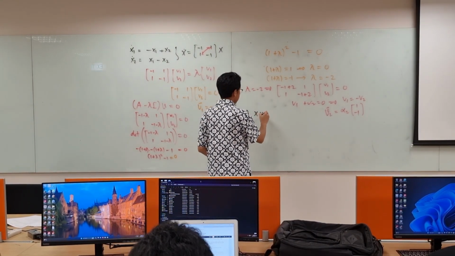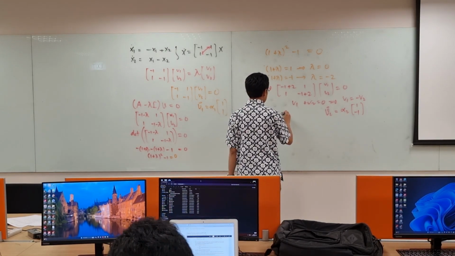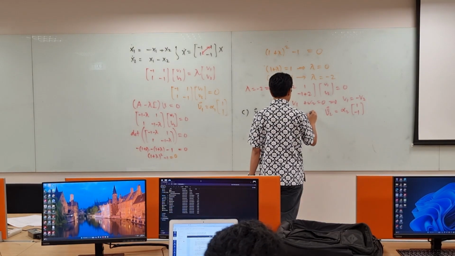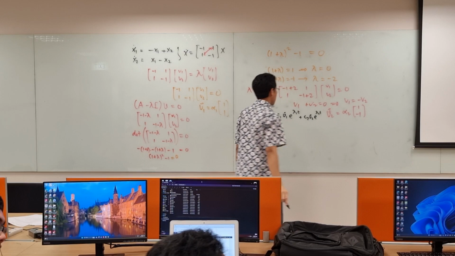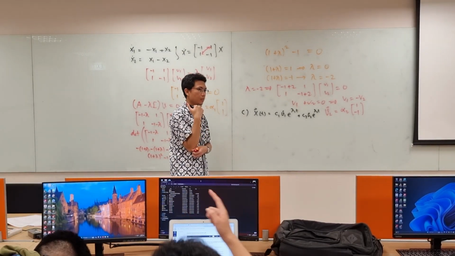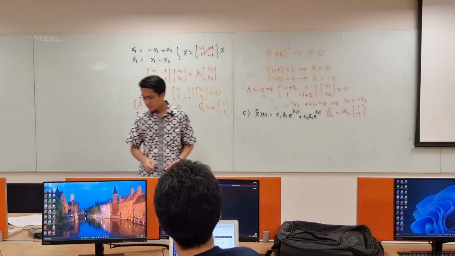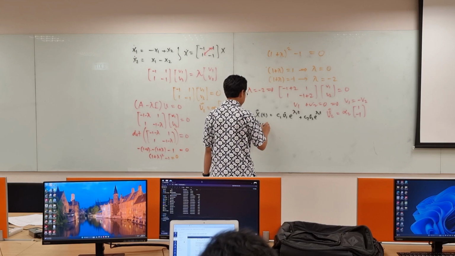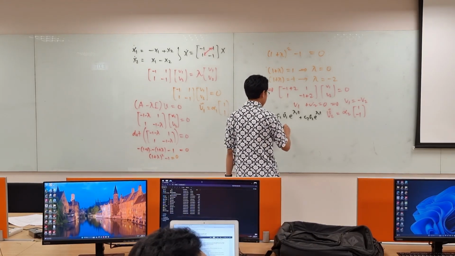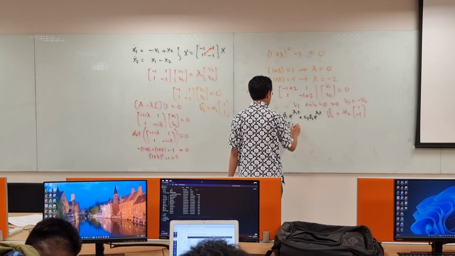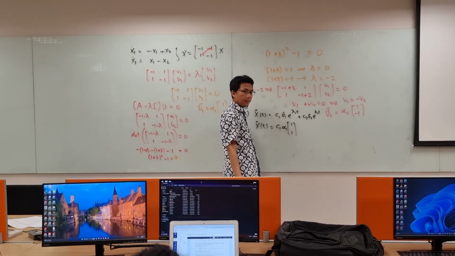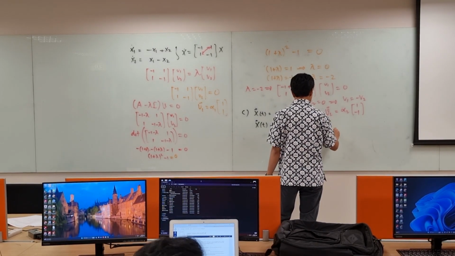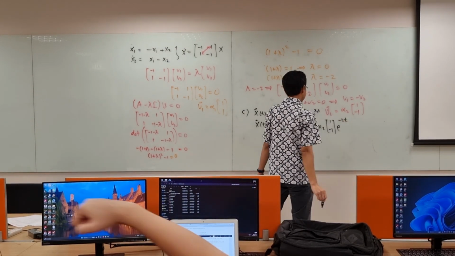The last one: C1, V1, e to the lambda 1 t. I'll make all the lambdas the same. Then if you want to put the solution, if I put all of the solution, then it becomes C1 times alpha 1 times 1, 1, e to the power of 0, plus C2, this is alpha 2, e to the minus 2t.